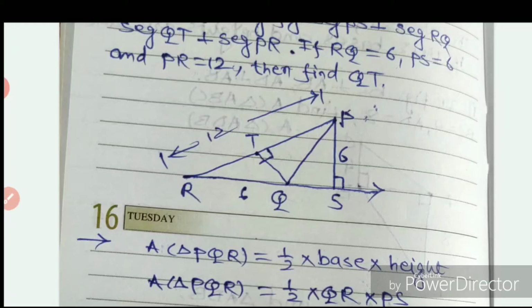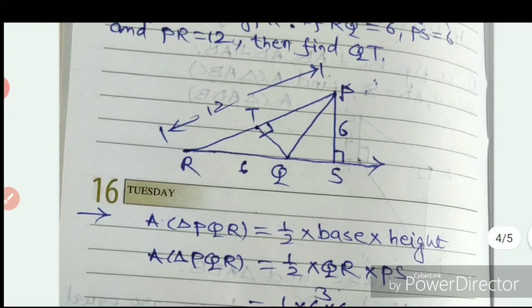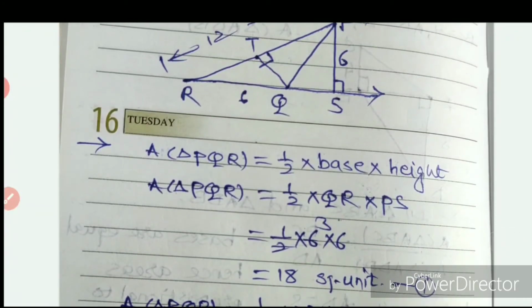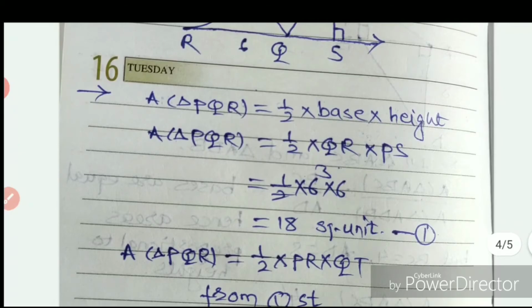In this figure, triangle PQR is the one triangle. There are different bases and different heights that can be given to this triangle PQR, but first take a base and height. Area of triangle PQR is equal to 1 by 2 into base into height. Therefore, area of triangle PQR is equal to 1 by 2 into QR into PS. By solving it, we have the area of triangle PQR is equal to 18 square units.